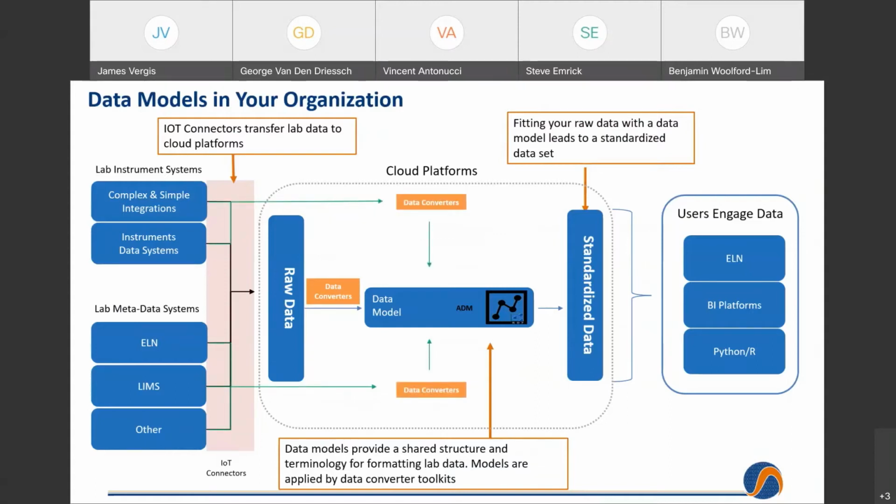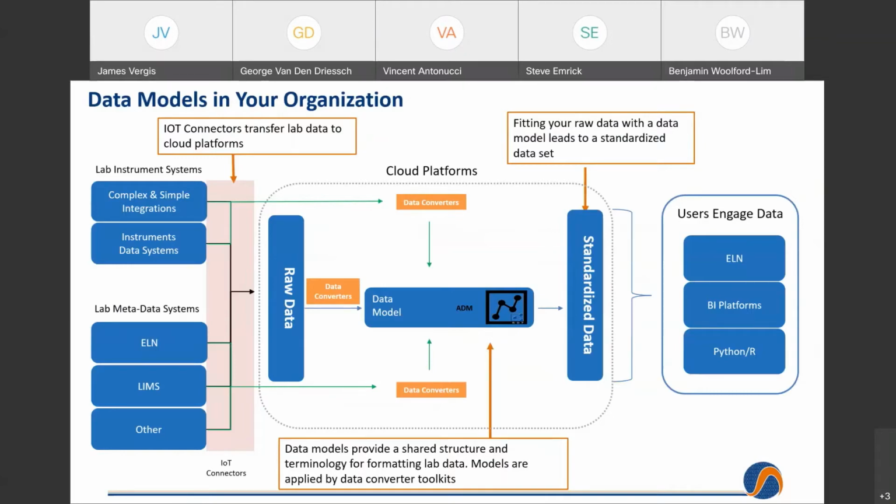And where the modeling working group plays a role is in this center component here with our data models. We are working on the process of developing ADMs to fit our lab instrument data so that it's structured and standardized. The modeling working group is not working on the development of data converters. That is something that's outsourced to either in-house teams for individual companies, third-party vendors, or in some instances, the lab vendors themselves are outputting the data converter toolkits.